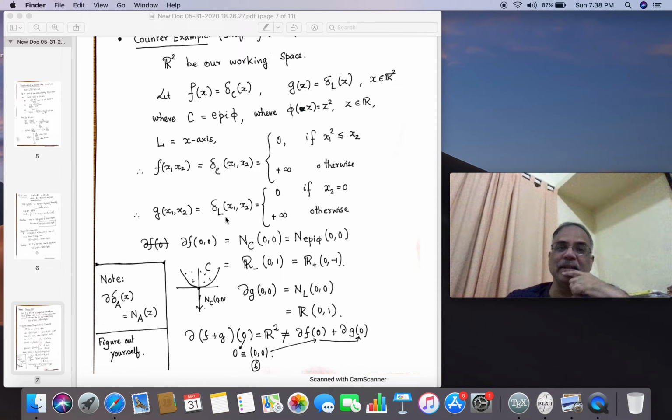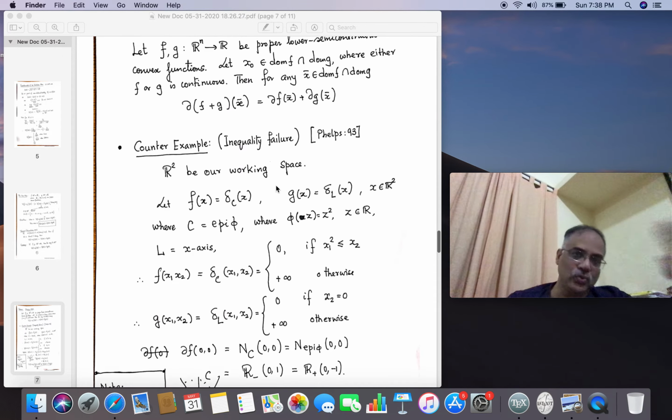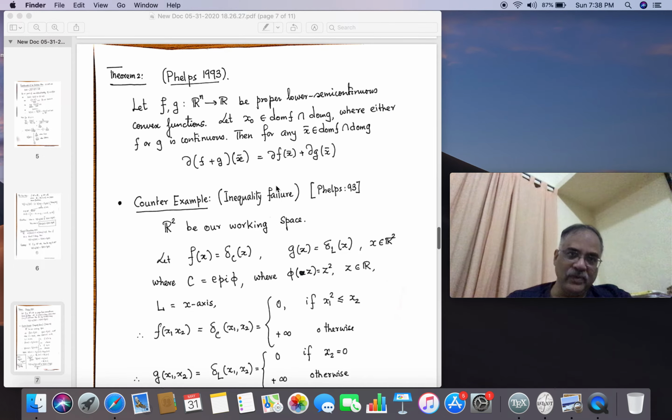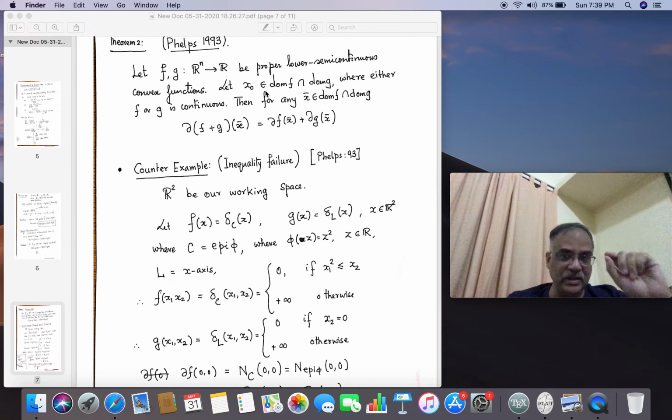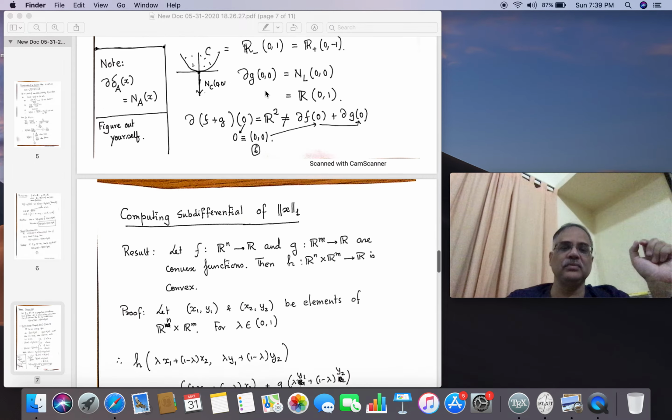Of L and C, the domain. So basically C and L don't intersect. The interior of C and interior of L don't intersect. Right? So that thing also fails. So here these two things fail, for both the Rockafellar theorem and the Phelps theorem. So here is an example. You just keep in mind that this thing can fail. So those conditions are necessary. It's not that you can just forget those conditions. If you are going from Rn to R just, then you can forget the condition. Otherwise not.